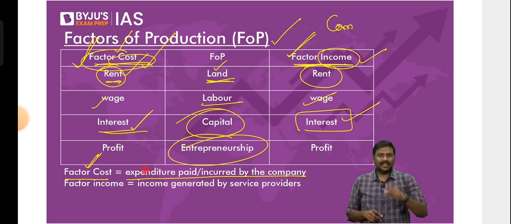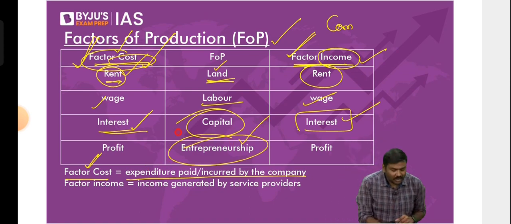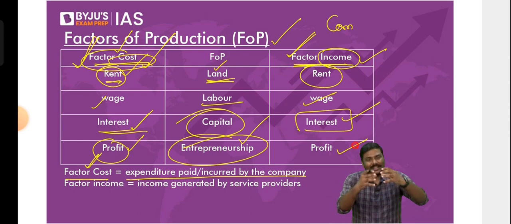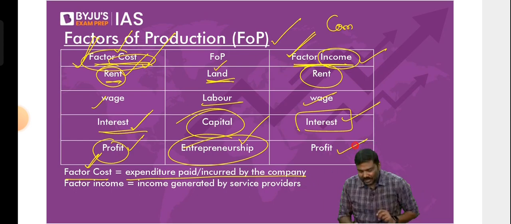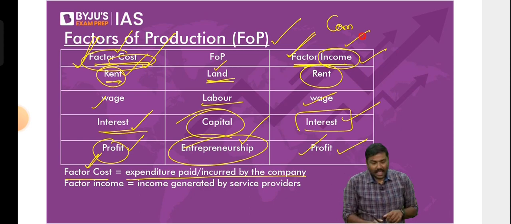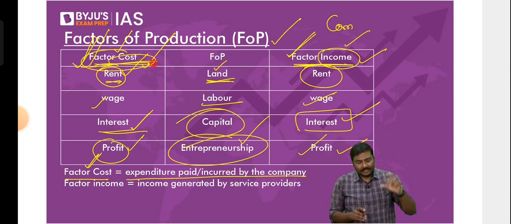And finally, the owner of the company. You have already answered this. The owner of the company will receive the profit from the company. So from the company's account, profits are given to the owner. For the owner, it becomes factor income, and for the company, it becomes a factor cost. These are the four factors of production.